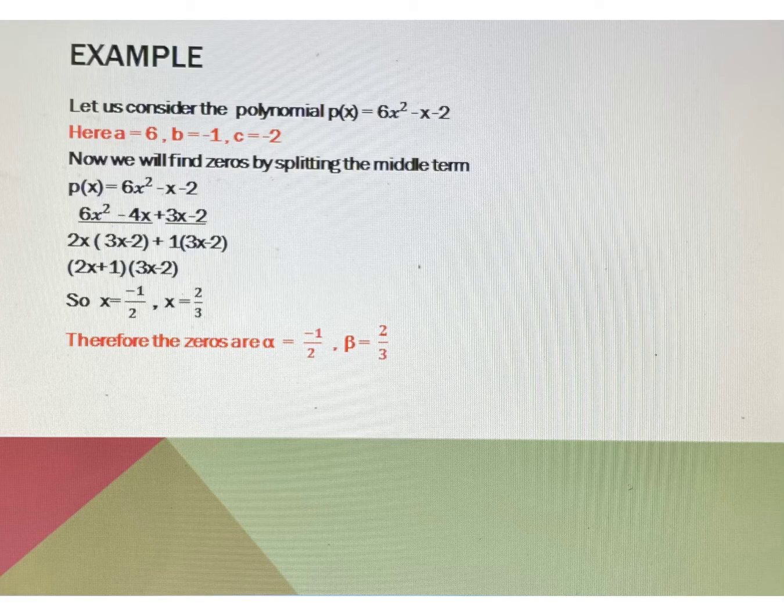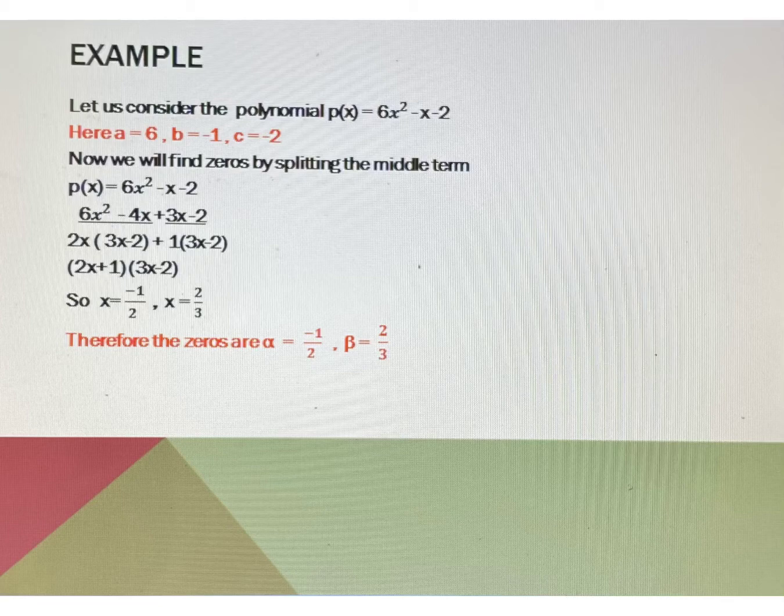Let us try to understand it with an example. Consider the polynomial p of x is equal to 6x square minus x minus 2. Now we have to compare it with the general form of a quadratic polynomial, that is ax square plus bx plus c. And on comparing we will get a is equal to 6, b is equal to minus 1 and c is equal to minus 2. So we have got our coefficients.